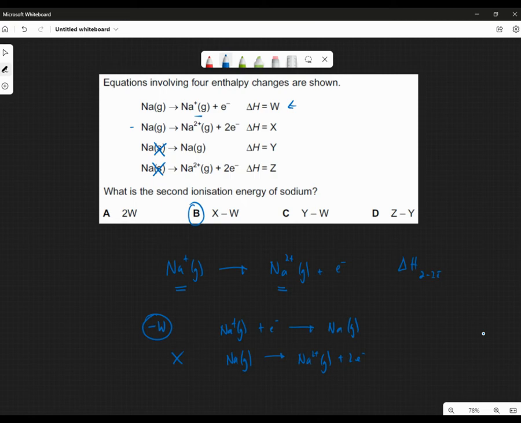All right. Now, what can I cancel out? Well, this is going to cancel with this. Oops, done the wrong one. Sorry, let me stop that. There you go. Now, this is going to cancel with this. This electron is going to cancel with one of those. And if I add these two together, I get Na+ giving me Na2+ plus 1 electron. And how did I do it? Well, I added together equation X and I took away equation W. So the answer must be B.